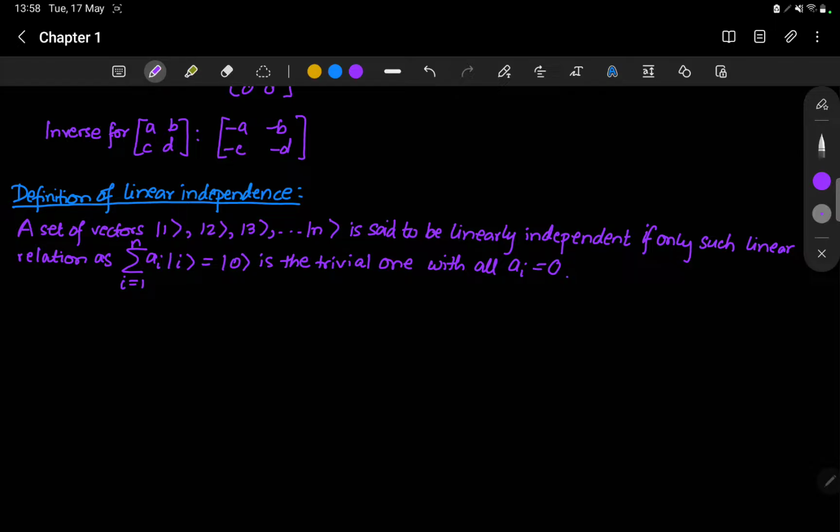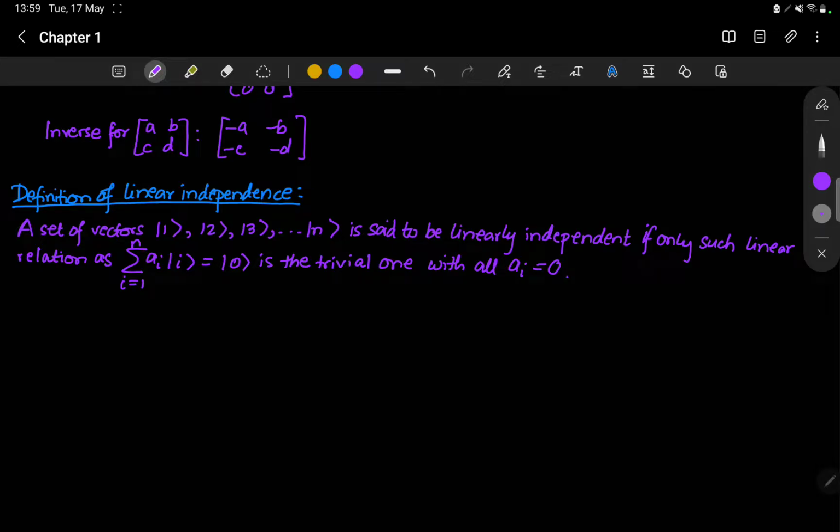What does it say? It says that if we have a set of vectors 1, 2, 3, and so on up to n, then this set of vectors is linearly independent if we look at this kind of relation, this kind of superposition, a linear combination of vectors. If this linear combination of vectors is set equal to the null vector, then if all of these coefficients ai of each of these vectors are 0, then we would say that all these vectors i going from 1 to n are linearly independent.